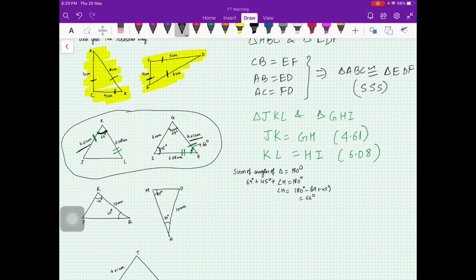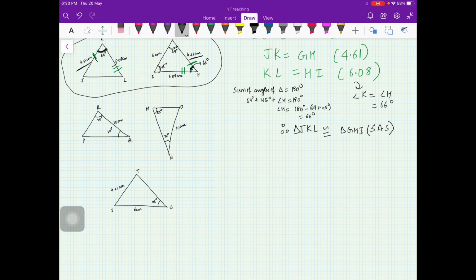This angle here is 66 degrees and this angle here is 66 degrees. So you have angle K equal to angle H, each equal to 66 degrees. Therefore, these two triangles JKL and GHI are congruent by which rule? Side angle side. Right? So this is how you find another pair of congruent triangles.